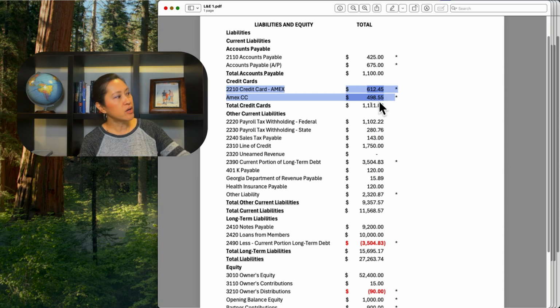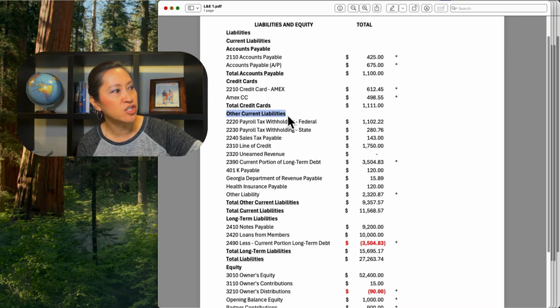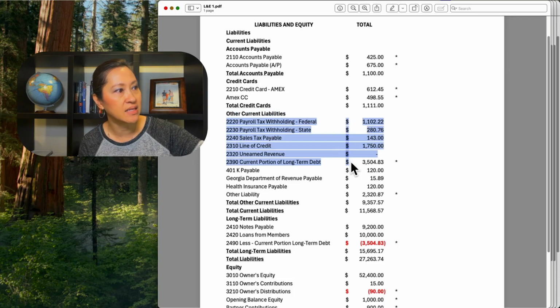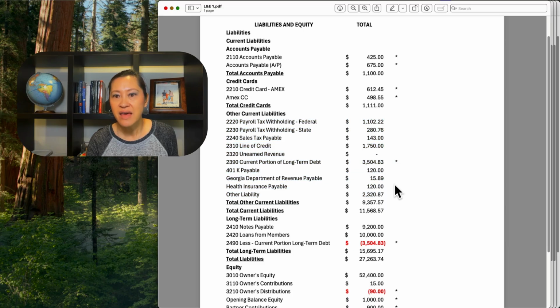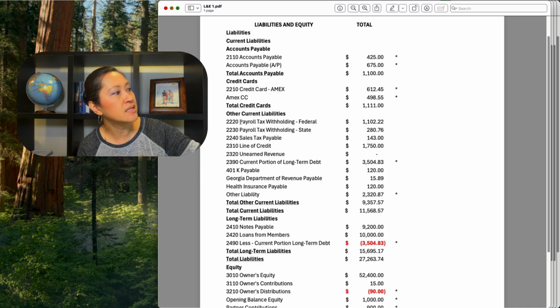When you're looking at other current liabilities, the first thing you want to check is that there are no negative balances. If you see a negative here, that's usually a red flag. It often means something was booked in the wrong place. Maybe a payment or expense got posted directly to a liability account instead of where it really belongs, like an expense or accounts payable. So looking at this example, I see payroll tax and sales tax, which is correct.